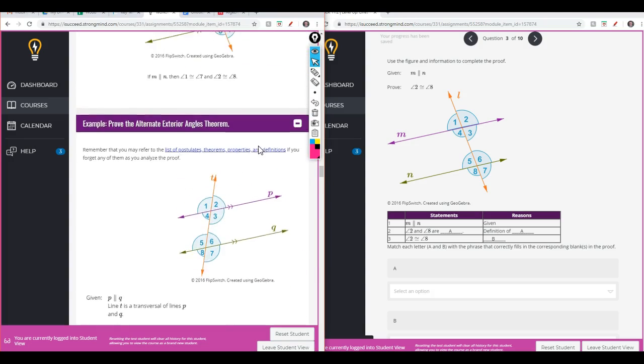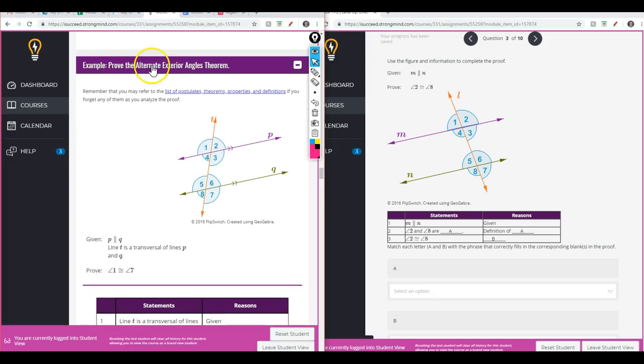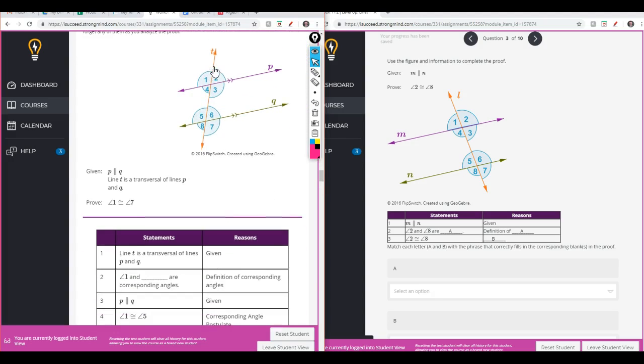Okay, so this one is similar. This is prove the alternate exterior angles theorem. The reason I say it's similar is because they want us to prove, in this example, angle 1 and angle 7, and notice they're on, here's the transversal, here's the left side, here's the right side, 1 is right here, 7 is right here, so they're on alternate sides, and then between the lines, they are not, so they're not in between, so they're exterior.